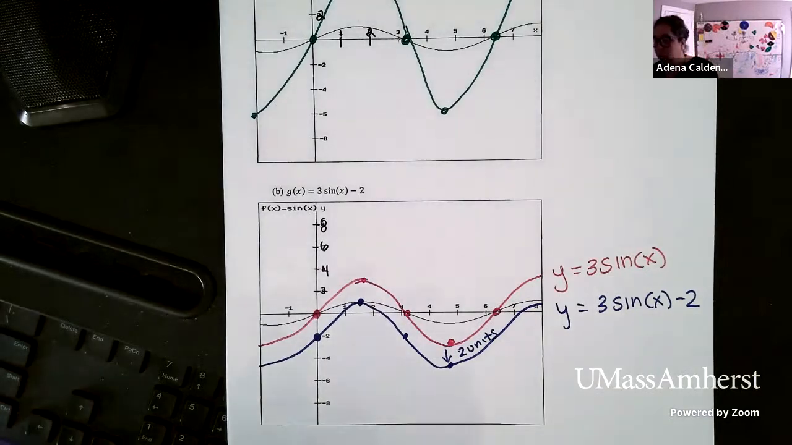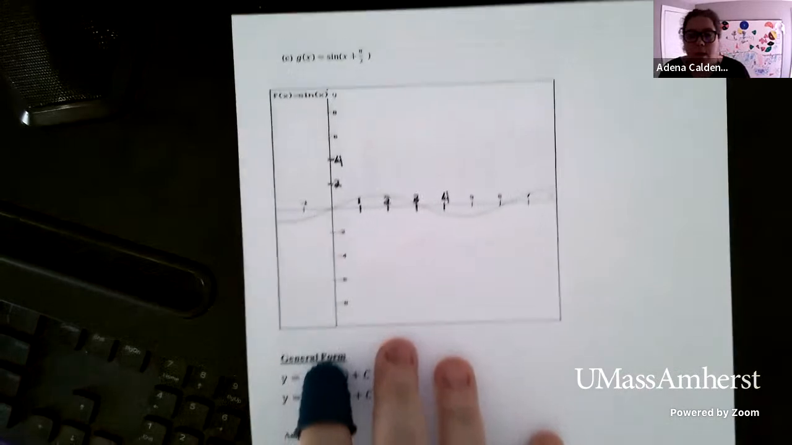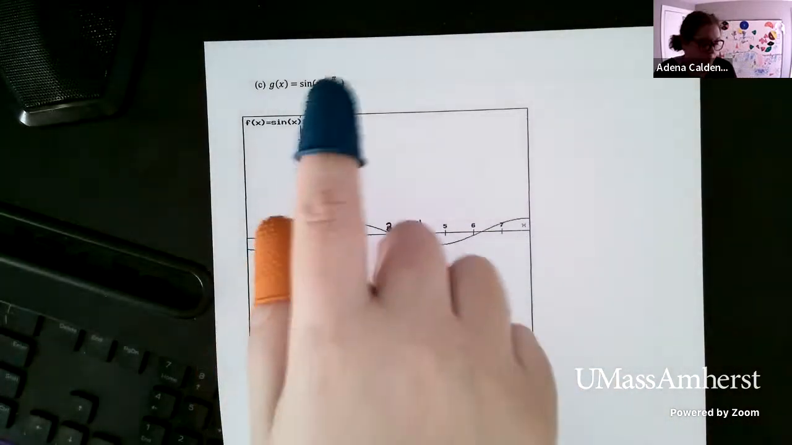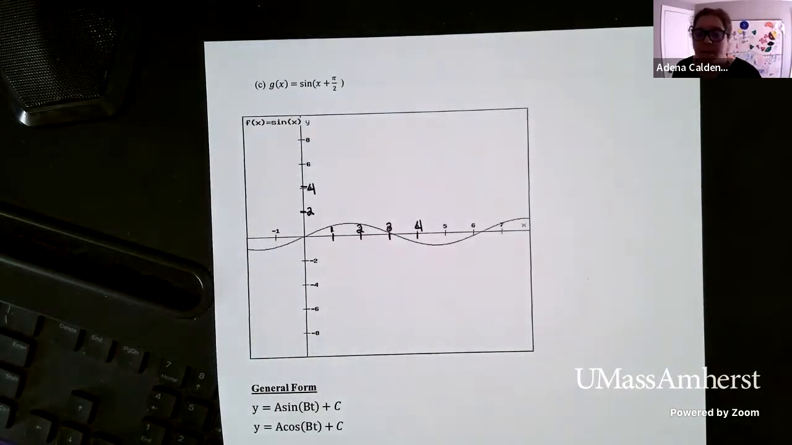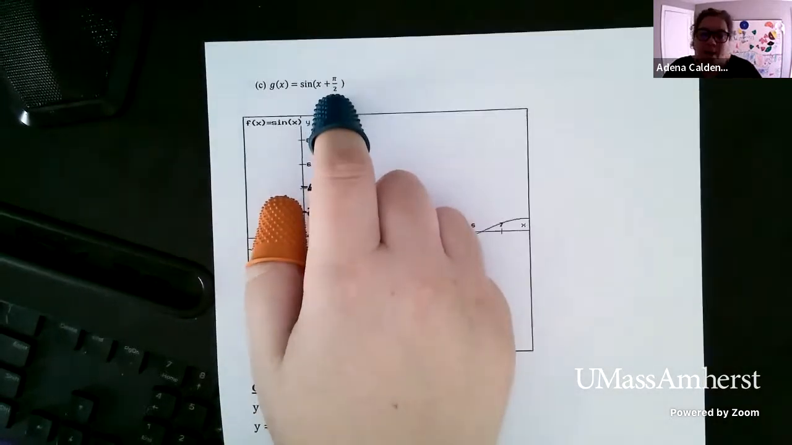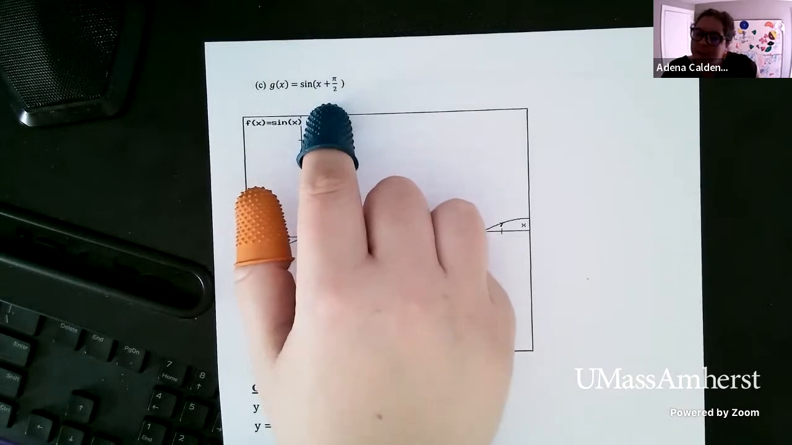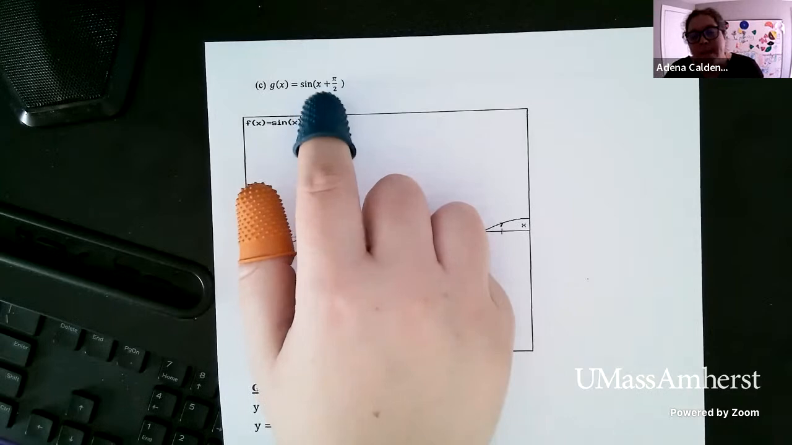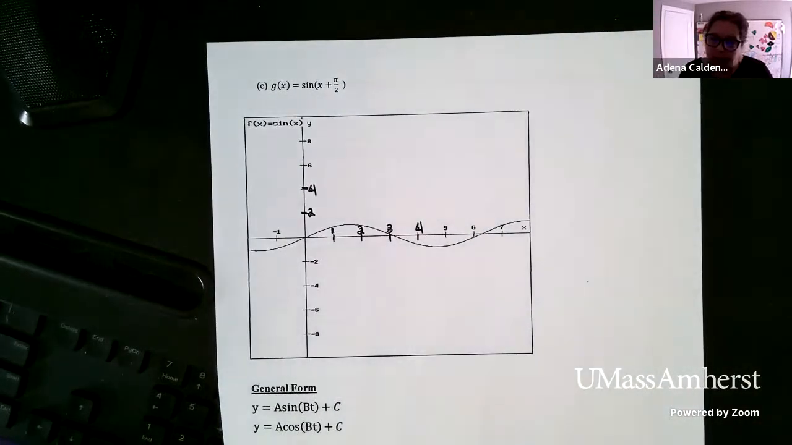Okay. So let's try one more. We have one more graph situation. Okay. And so here again, this is the original sine graph. And the question is, what happens when you have sine of x plus pi over 2? So notice that the addition of pi over 2 is inside the argument. That is different than when we subtracted 2 outside of the argument. When it's inside the argument, something different happens. It's not an up and down shift.